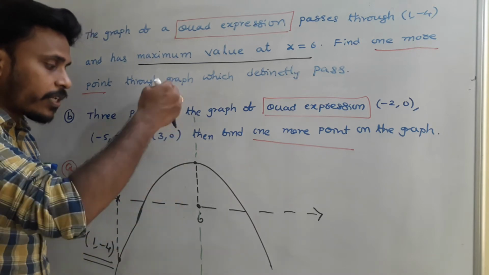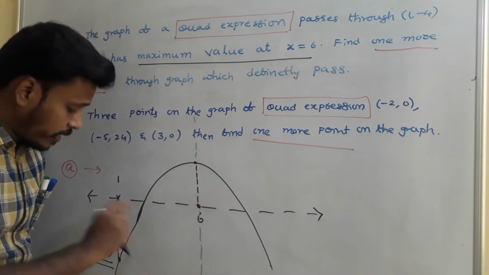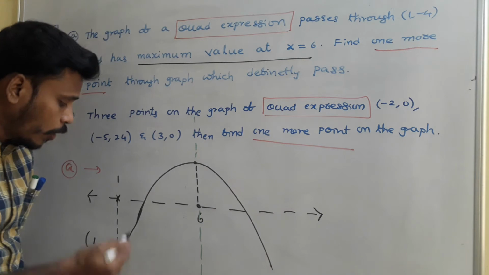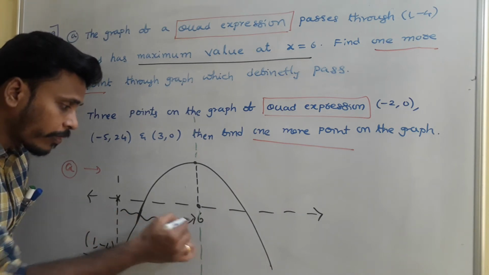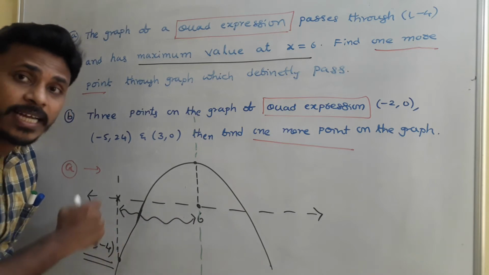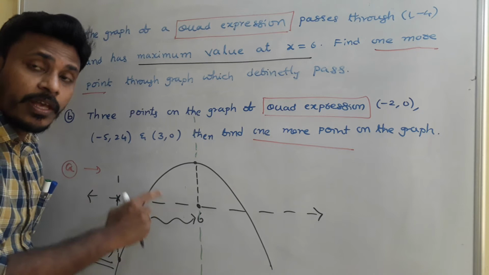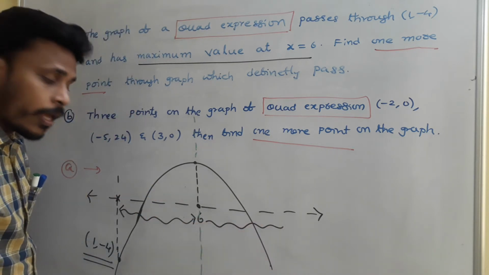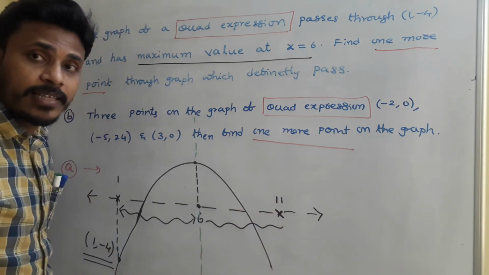Since the graph is symmetrical, a similar point we can locate in this direction. See, you just imagine the gap between this 1 and 6. The gap between this 1 and 6 is 5 units, right? 1 plus 5 is 6. In the same way, you just move 5 units this side. If you move 5 units this side, here you will get number 11 on the x-axis.